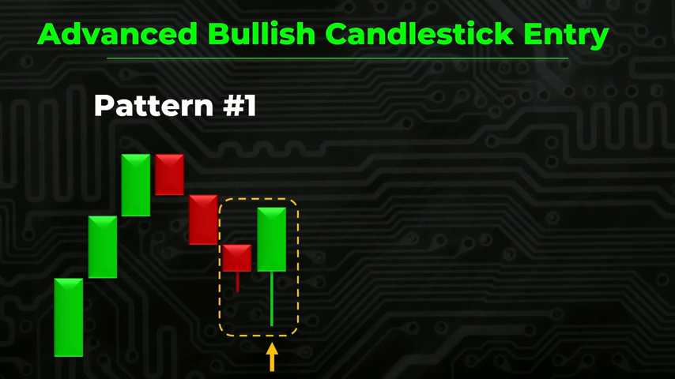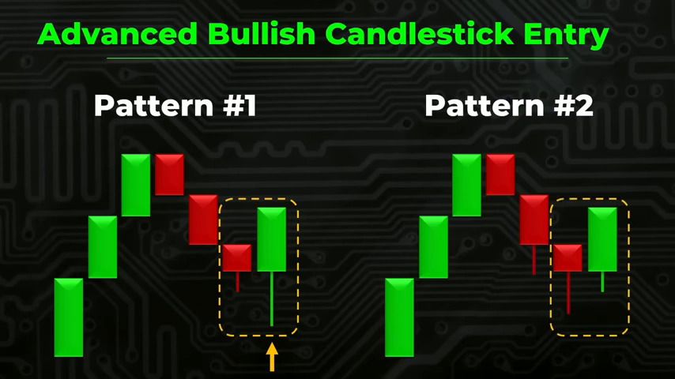Now let's take a look at entry number 2. The second engulfing pattern is highly similar to the first one. We have the body with the opposite color closing above the first one.